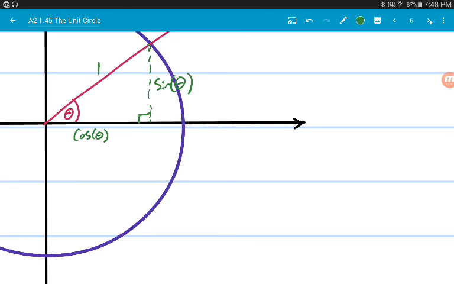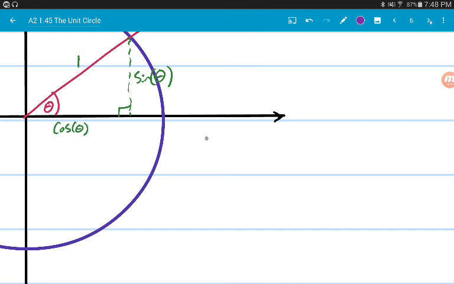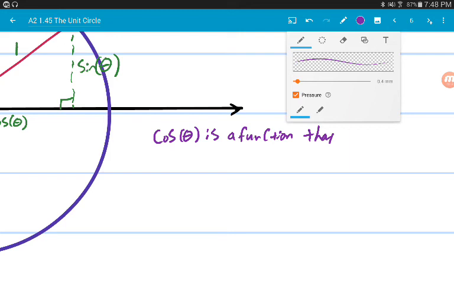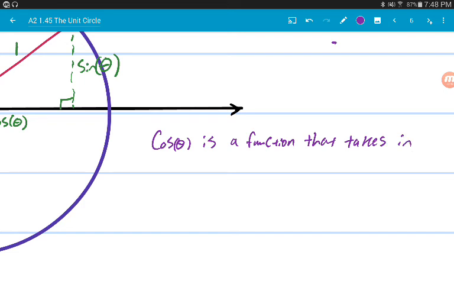Now, it's important to understand what cosine and sine are because it can get a little easy to be lost in the terminology. Cosine of theta is a function, this pen is way too thick, I'm smudging all my letters together. Cosine theta is a function that takes in an angle measure.